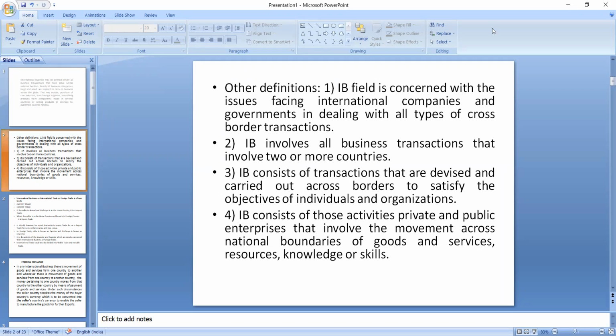IB consists of transactions that are devised and carried out across borders to satisfy the objectives of individuals and organizations. Very important is the satisfaction level. If a transaction is taking place, definitely the satisfaction should be there. Otherwise, international business won't be carried out. If it's not a mutual transaction, it won't take place. IB consists of those activities, of private and public enterprises, that involve the movement across national boundaries of goods and services, resources, knowledge, or skills. So these are the various definitions for international business.